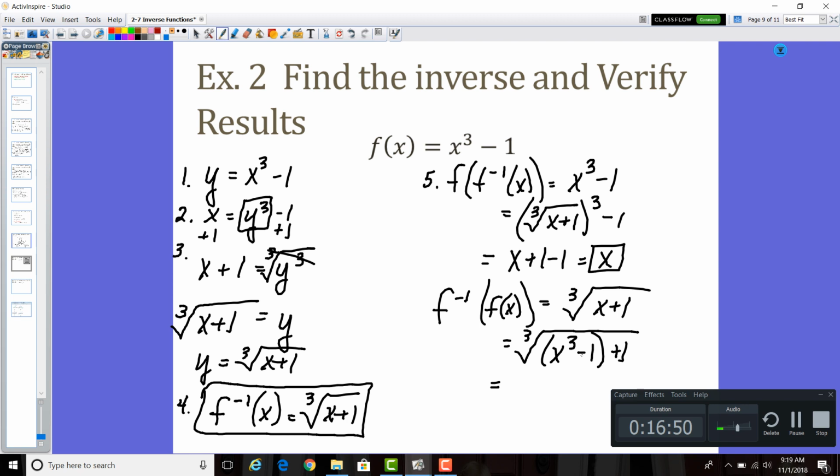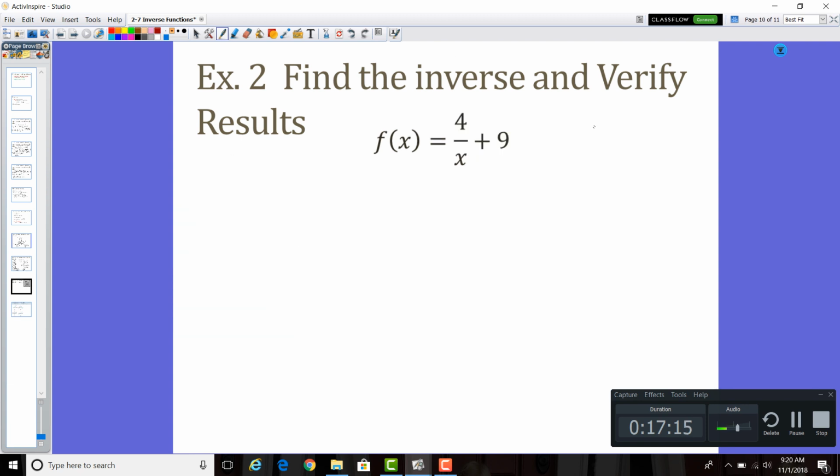X cubed minus 1 plus 1, that plus 1 and minus 1 will cancel, so I'm left with the cube root of x cubed, which, if the square root of x squared is x, the cube root of x cubed is x. Exactly what we wanted. This and this prove that this is in fact correct. Okay? One more.